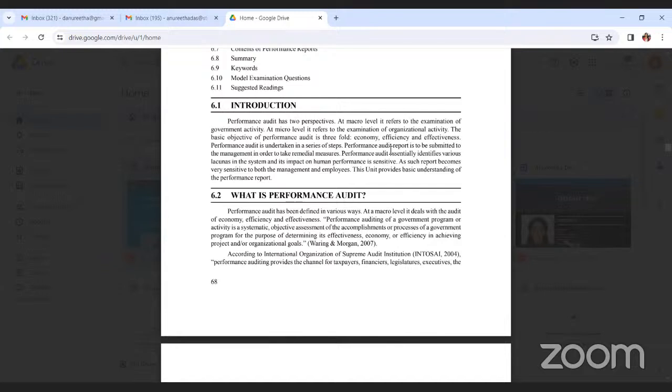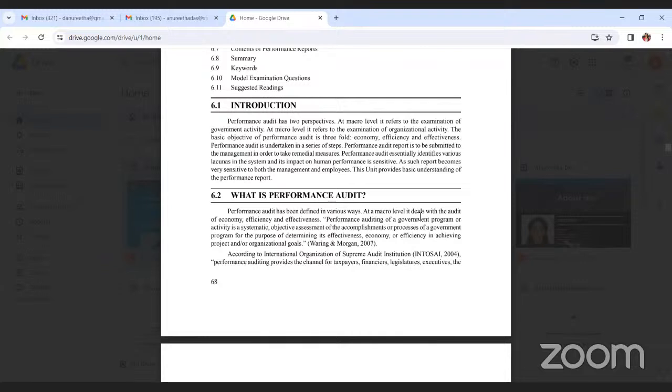The performance audit is undertaken in a series of steps. The performance audit report is to be submitted to the management in order to take remedial measures. Performance audit essentially identifies various lacunas in the system, and its impact on human performance is sensitive. As such, the report becomes very sensitive to both the management and employees.